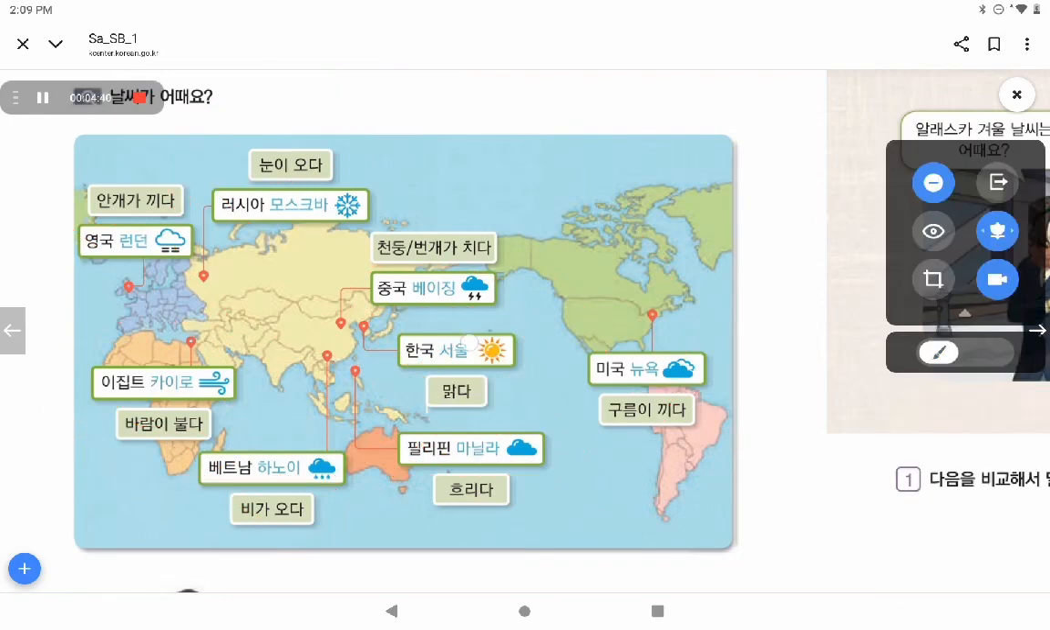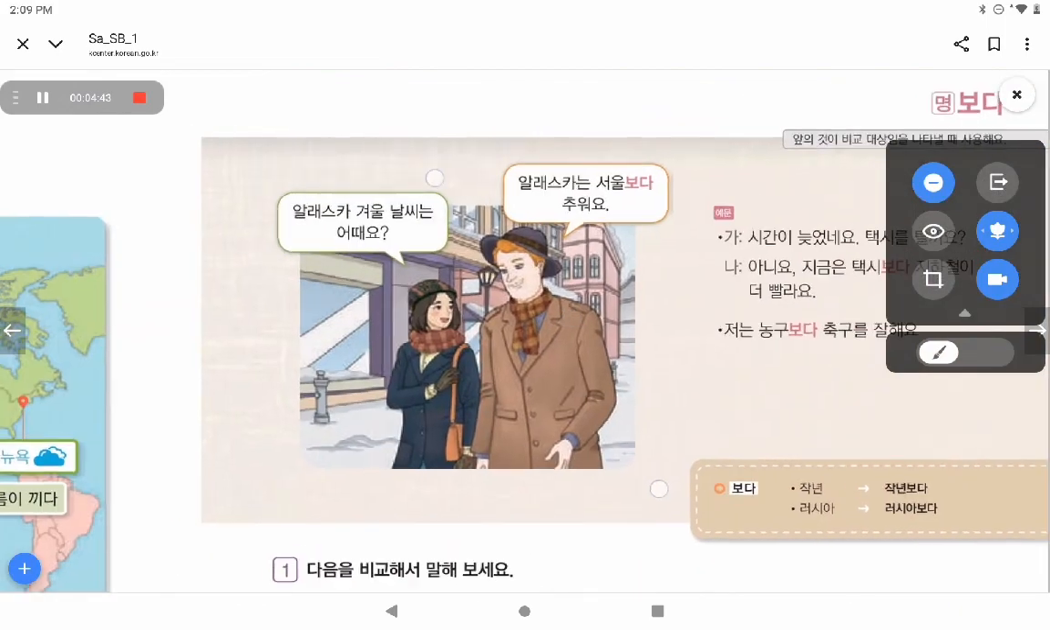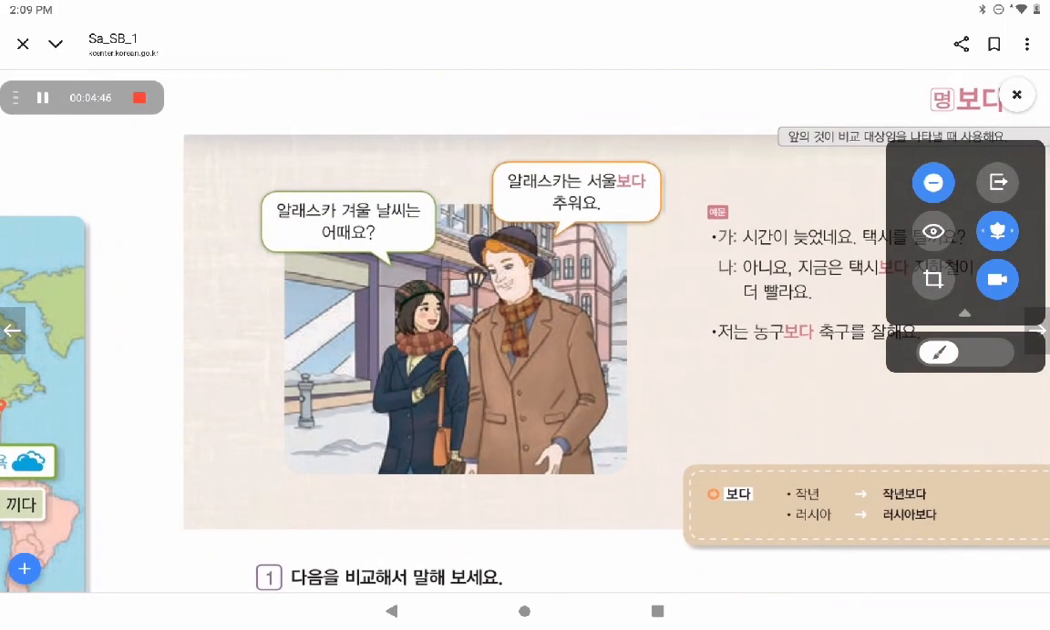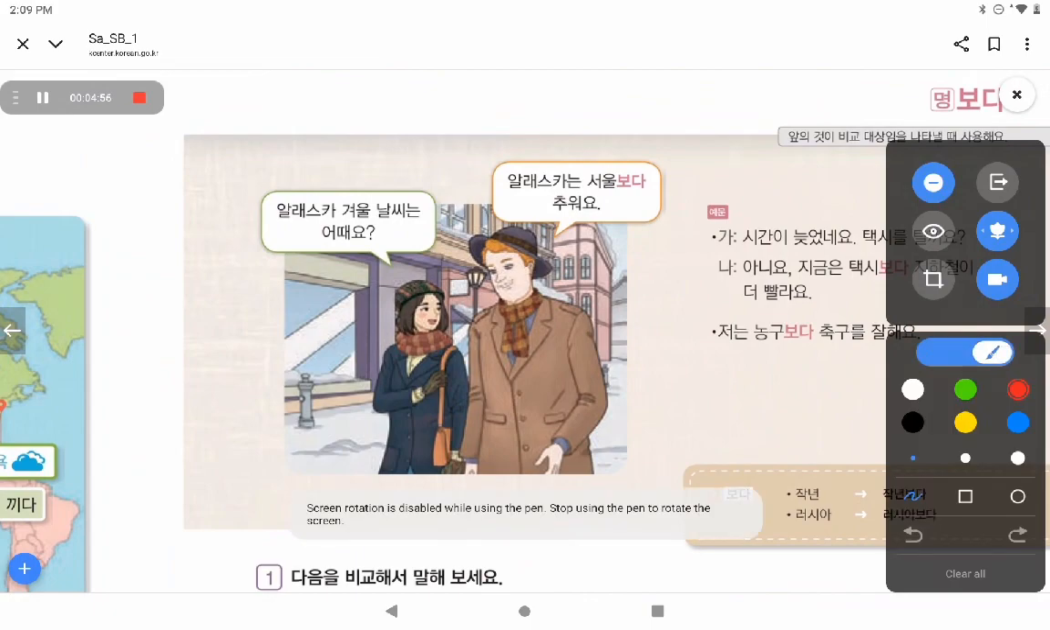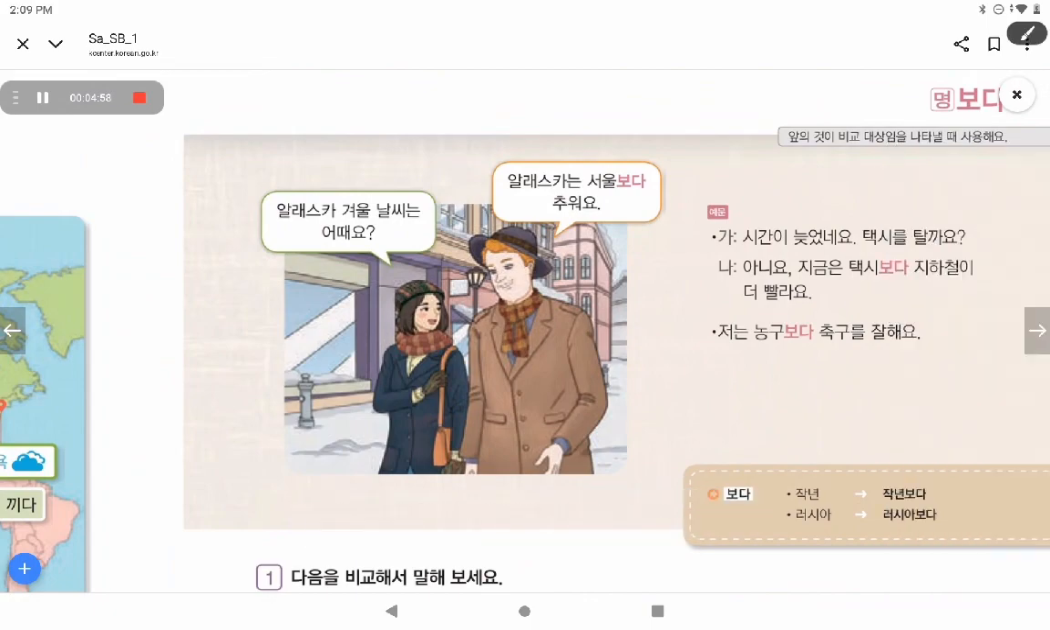Now, we use 보다. Remember, in this unit, we study two grammatical parts, 네요 and 보다, and there is no condition in both cases for words with consonants and vowels, we use 네요 and 보다. 알래스카 겨울 날씨는 어때요? What is the winter weather like in Alaska? 알래스카는 서울보다 추워요. Alaska is colder than Seoul.